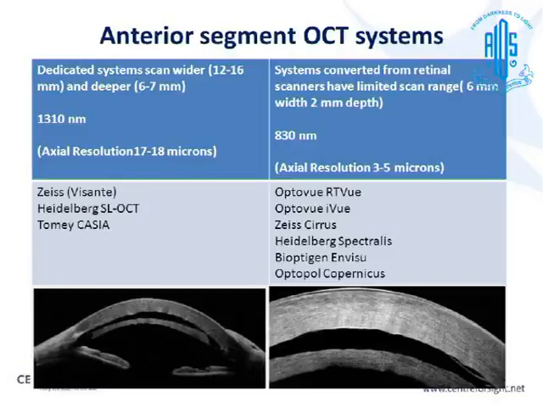As you can see, this is a scan taken from Visante OCT, which is approximately 16 by 6 millimeter, as compared to the scan taken with RTVue OCT, which is approximately 6 by 2 millimeter, but the axial resolution is in the range of 3 to 5 microns.